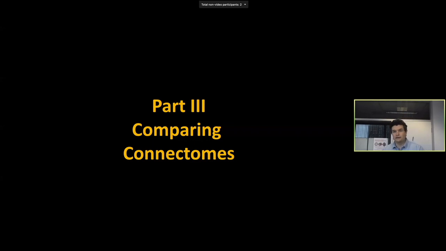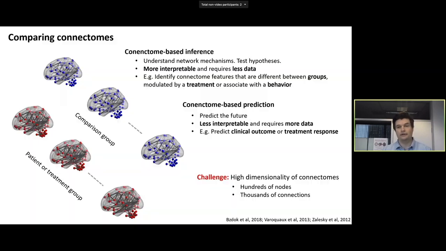So in the final part of this session, I want to move on to comparing connectomes, in other words, connectome statistics. The idea here is that you may have mapped connectomes in a group of healthy controls. You may have also done the same thing for a patient group or a treatment group. The aim then is to identify connectome attributes that differ between the control group and the patient group, or that are associated with a certain behavior or are modulated by treatment.